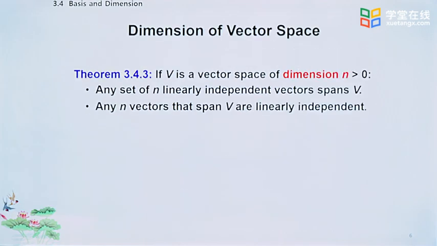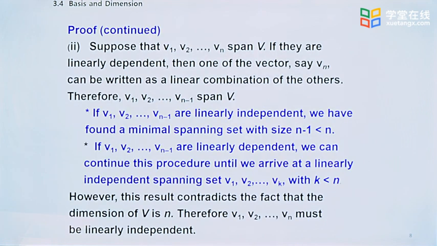The second statement asks you to show that any n vectors that span V are linearly independent. So any n vectors that span this space are linearly independent. So how can we show this? Suppose that these n vectors span the space V. If they are linearly dependent, we use contradiction. If they are linearly dependent, then one of the vectors, say Vn, can be written as a linear combination of the others. Therefore, V1, V2 till Vn-1 can span the whole space.